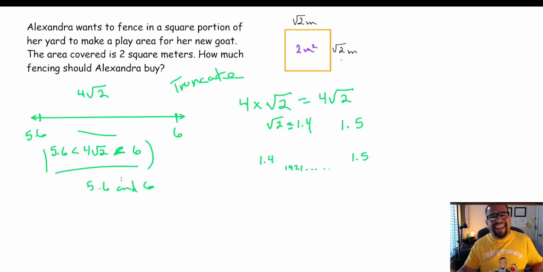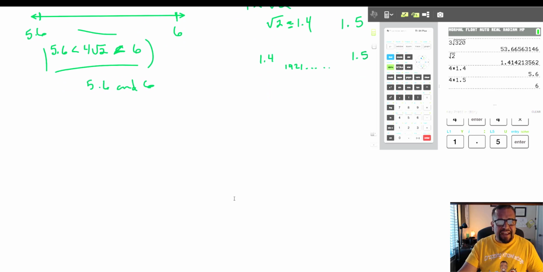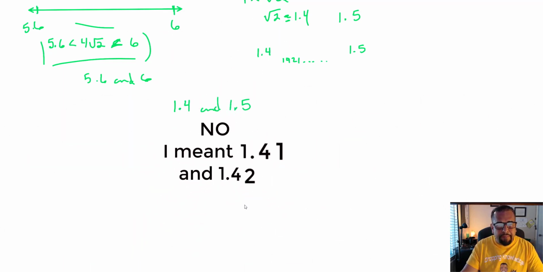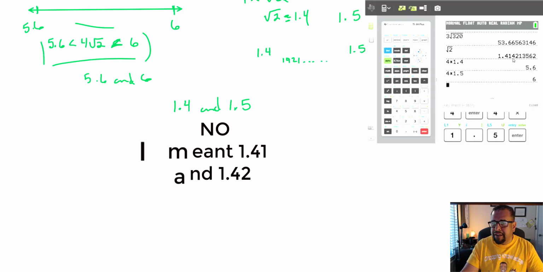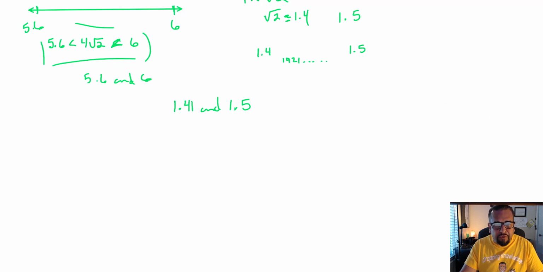Now, how can I even get this estimation to be even closer? Well, simple. Let's take a look at our calculator here. Instead of rounding, instead of estimating to the 1.4, we're going to estimate to the 1.41. If I do that, then what I'm estimating between is 1.41 and, hold on a second, I think I messed that up. I was almost about to repeat the same one again because I said 1.4 and 1.5. It's 1.41. I forgot.